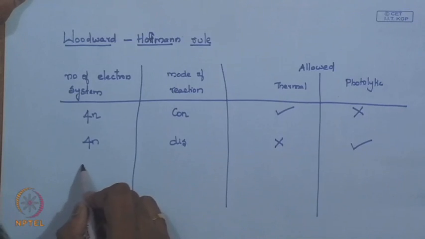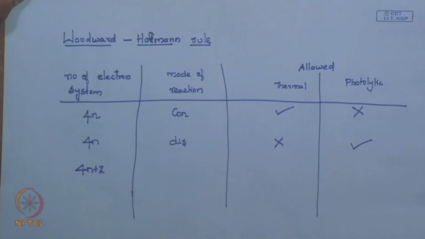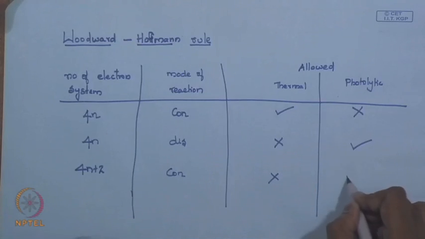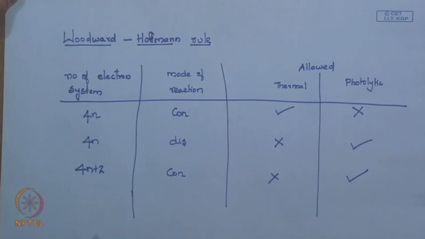Now, go to your 4n plus 2 system. Again I am saying con, in which system is it allowed? We have said that in 4n and 4n plus 2 systems, it is exactly the reverse. So in 4n plus 2 system con, in heating it is allowed, and in the photolytic condition it is not allowed. So this is your basic Woodward-Hoffmann rule.